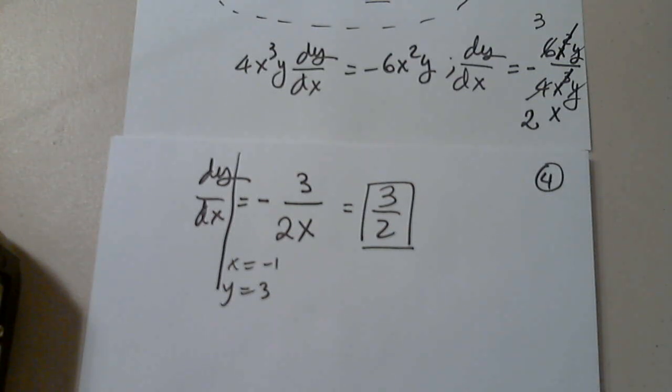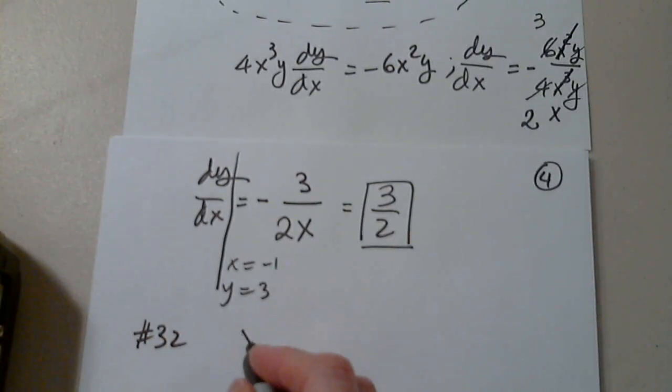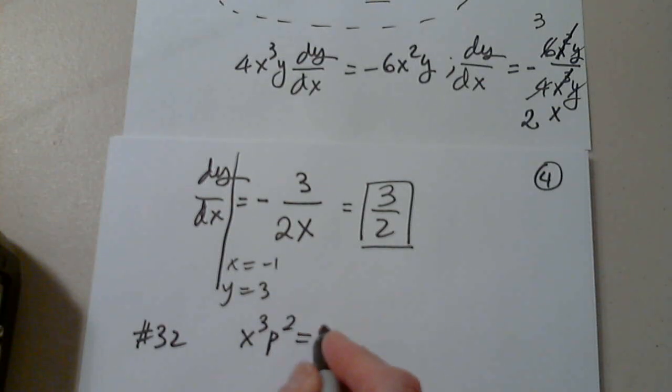Can we do number 31 on that same page? Absolutely. This one, x cubed p squared equals 24, this one, sorry, 32. This one. Very good. Yes, ma'am. So then we have 32. So this is x cubed p squared equals 108. Same idea, and we're asked to find dp over dx. No numbers, just dp over dx.